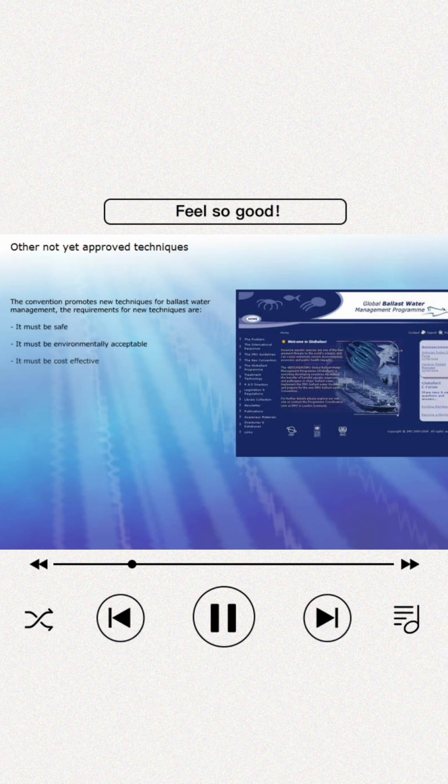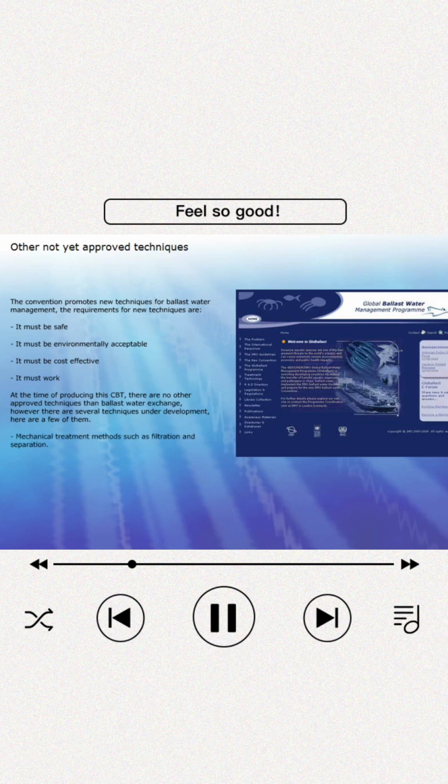The Convention promotes new techniques for ballast water management. The requirements for new techniques are: it must be safe, it must be environmentally acceptable, it must be cost-effective, it must work. At the time of producing this CBT, there are no other approved techniques than ballast water exchange. However, there are several techniques under development. Here are a few of them.